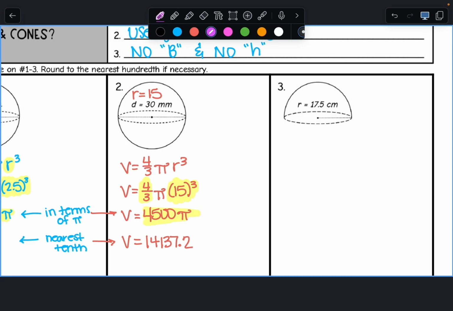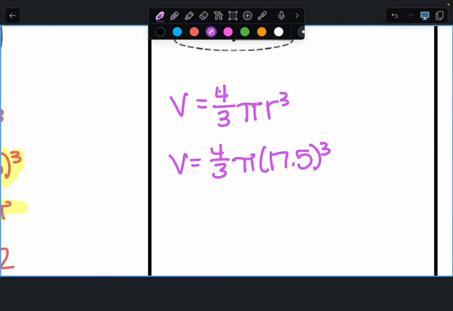All right, what's different about number 3? It's half. It is a hemisphere, okay? So the only way to find the hemisphere is to first find the whole thing. You can't get around skipping that formula. You have to find the whole thing first. So 4/3 pi 17.5 cubed. We're not going to find this one in terms of pi. Just type the whole thing.